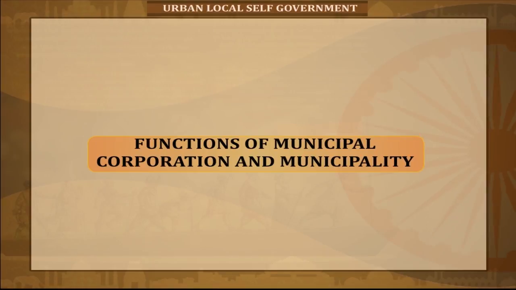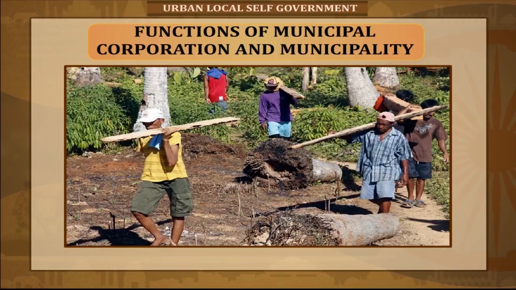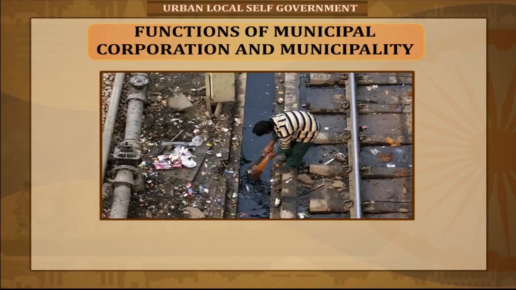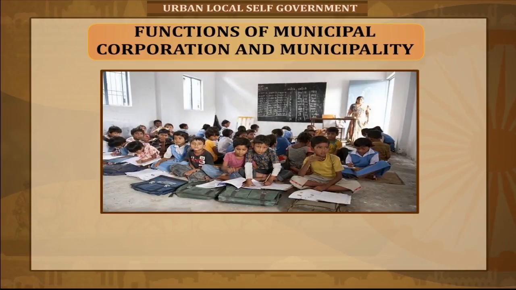Functions of municipal corporation and municipality. The main functions of a municipality and municipal corporation can be listed as under: A. To maintain proper hygiene and sanitation, ensured through regular cleaning of drains and removal of wastewater to prevent spread of diseases. B. To open schools to educate children, especially at the primary and secondary levels, and to set up night schools and adult education centers.